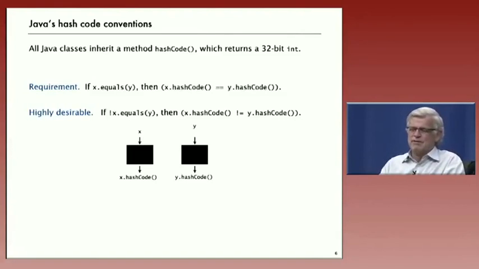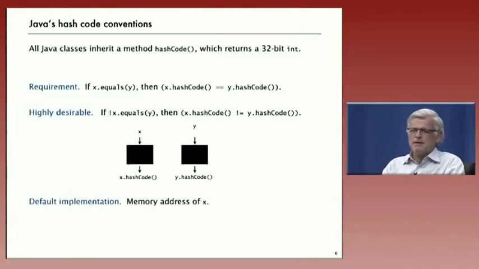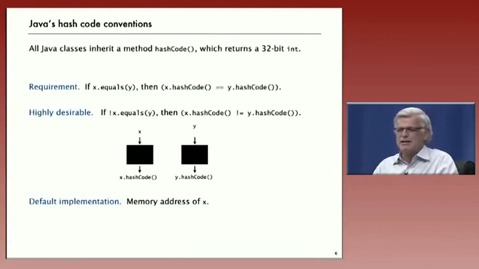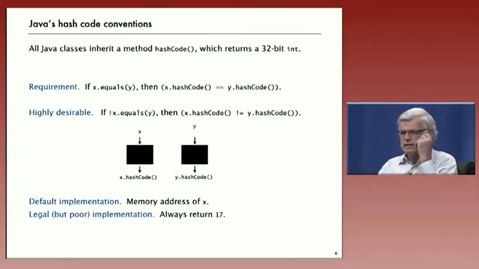Also, of course, if they're not equal, then you'd like it to be that their hash codes are not equal, but you can't always get that. Now, the default implementation for hashing an object is the memory address of the object. So that meets these two requirements for Java. The one that it maybe doesn't meet is the idea that every table position should be equally likely. So usually we'll do some more work to try to make that happen.